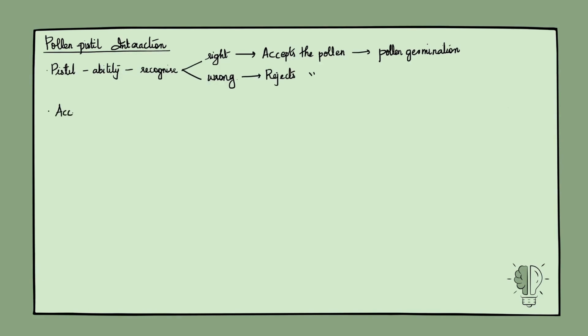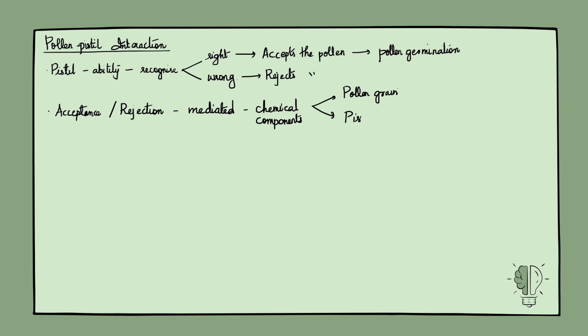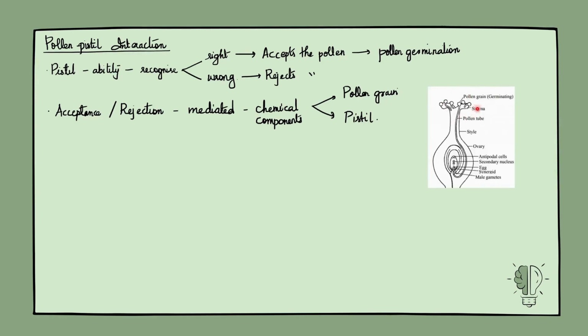Now, this acceptance or rejection is mediated by the chemical components which are present on both the pollen grain and the pistil. Now, in this picture, you can see that the pollen grains are deposited on the stigma. If the pollen grains are compatible, they germinate to form a pollen tube. This pollen tube then grows through the stigma, through the style, and then finally reaches the ovary.